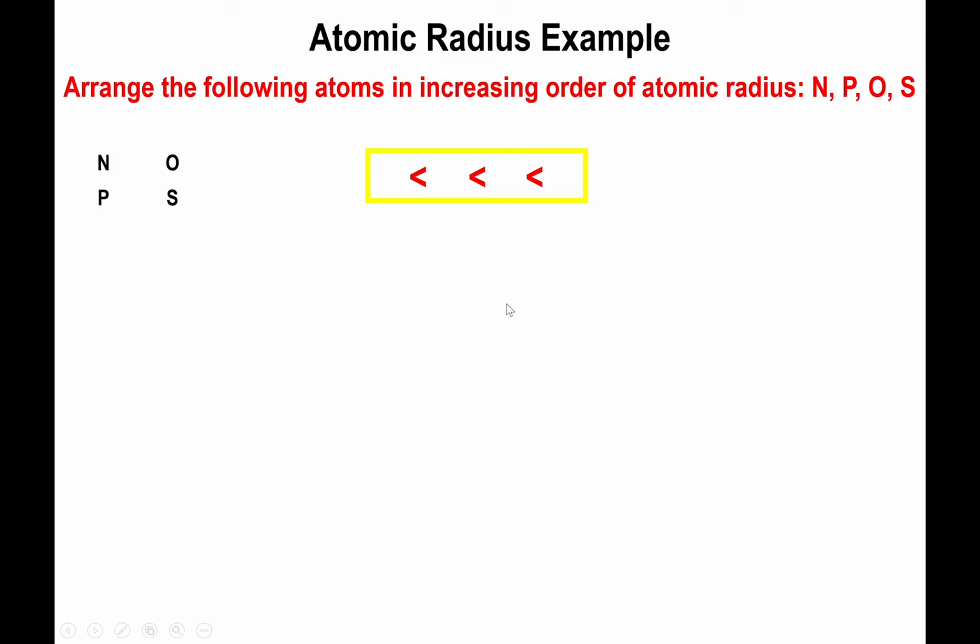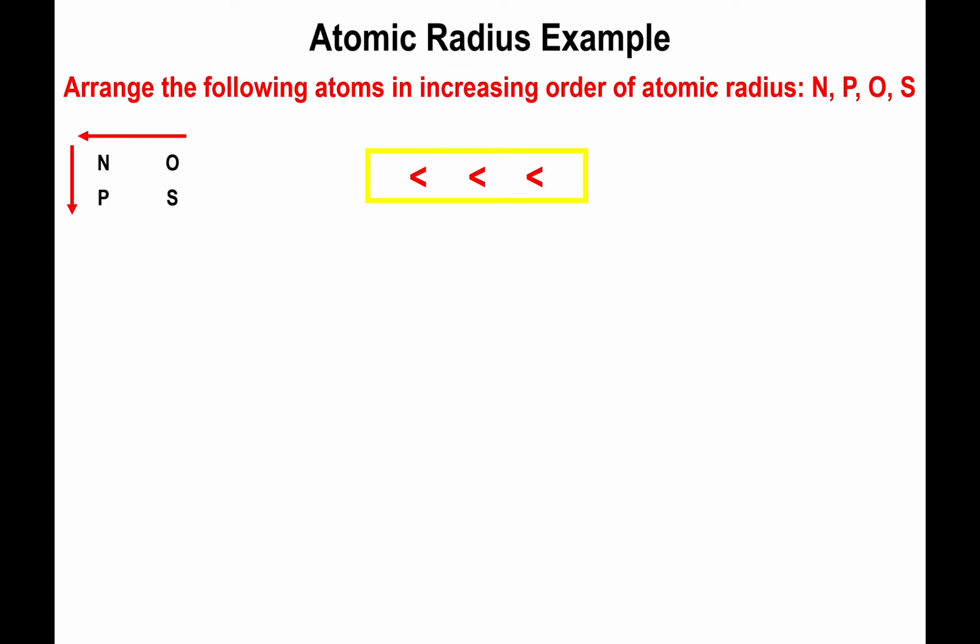And one thing that we know is that if we look at the periodic table, we have nitrogen to the left of oxygen. Underneath nitrogen, we have phosphorus, and underneath oxygen, we have sulfur. So based on the trend that we already established, going from right to left, the size is going to increase. And going from top to bottom, the size is also going to increase.